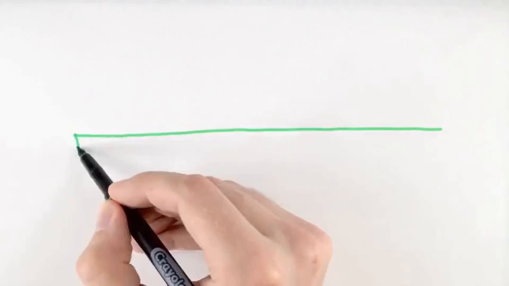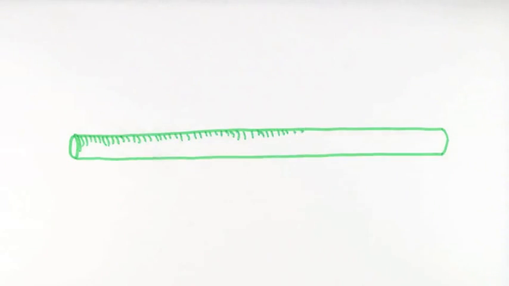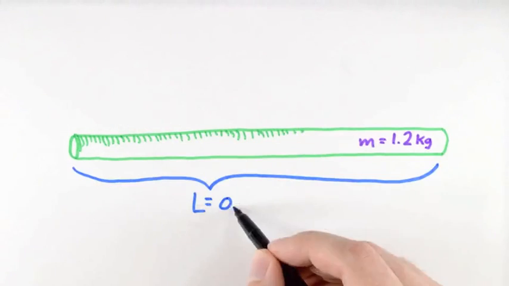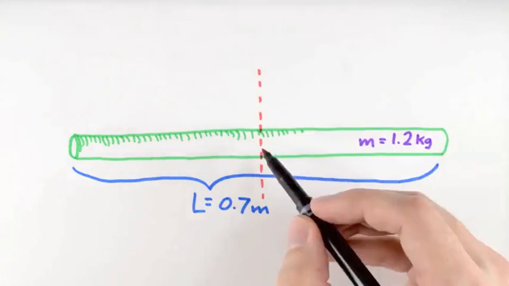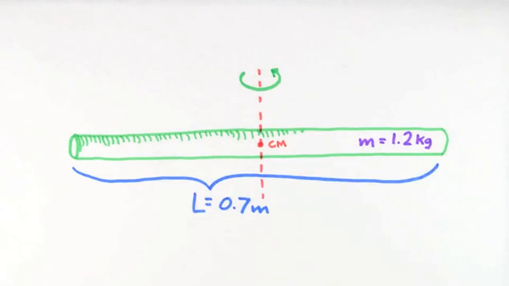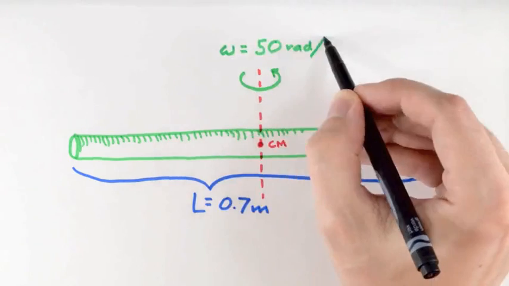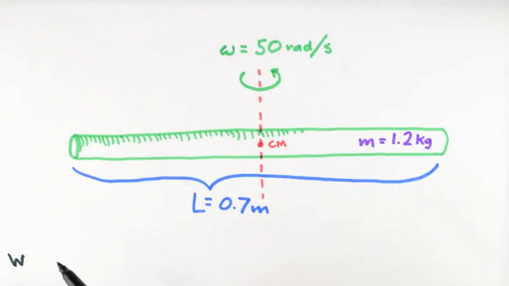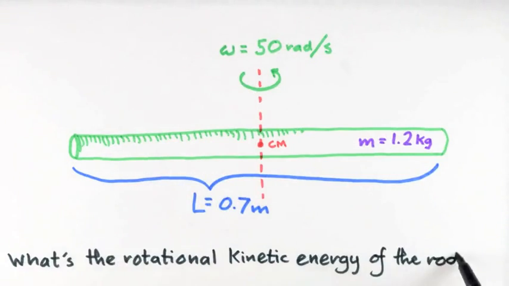First, let's consider this case. A thin rod of uniform density whose mass is 1.2 kilograms and whose length is 0.7 meters rotates about an axis passing through the rod's center of mass perpendicular to the rod. The angular speed of rotation is 50 radians per second. What is the rotational kinetic energy of the rod?